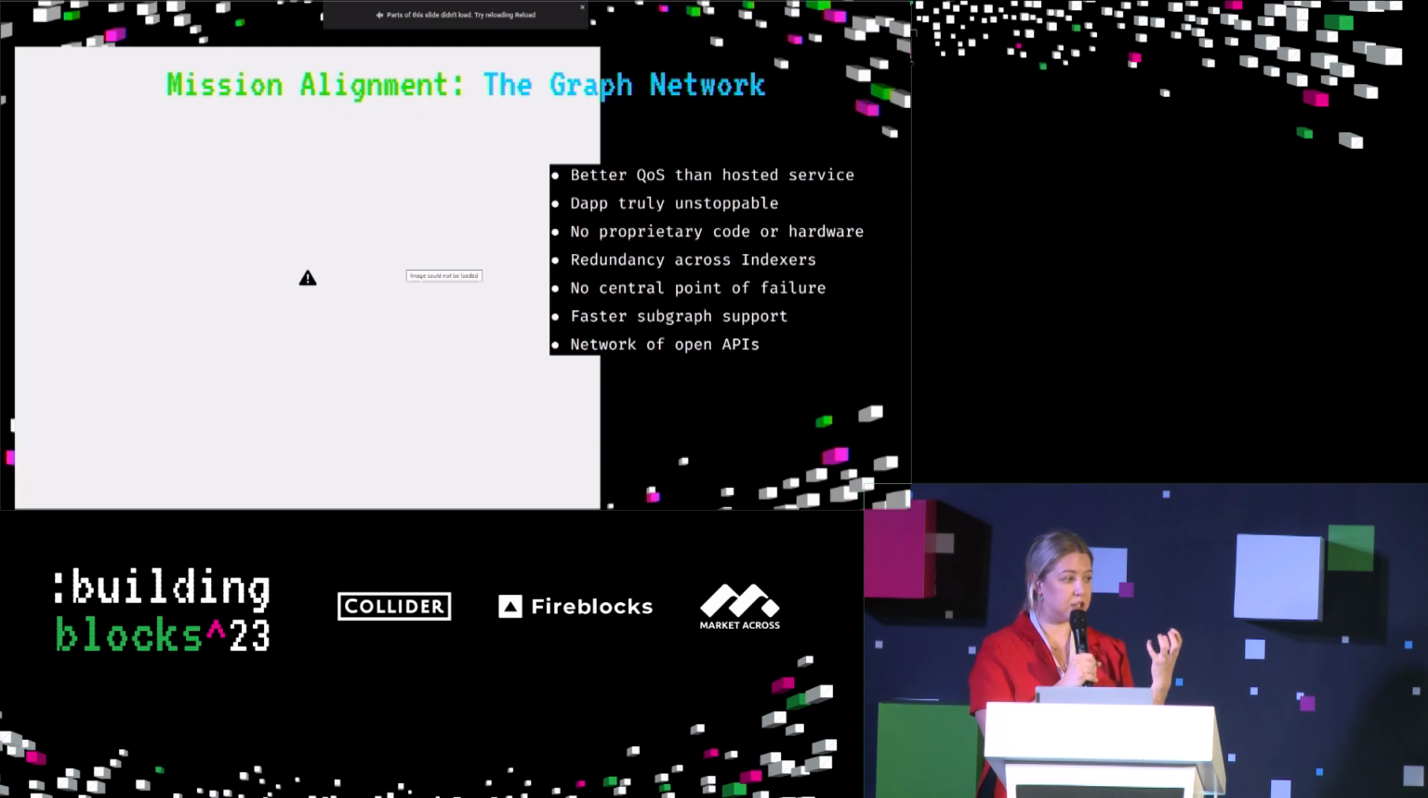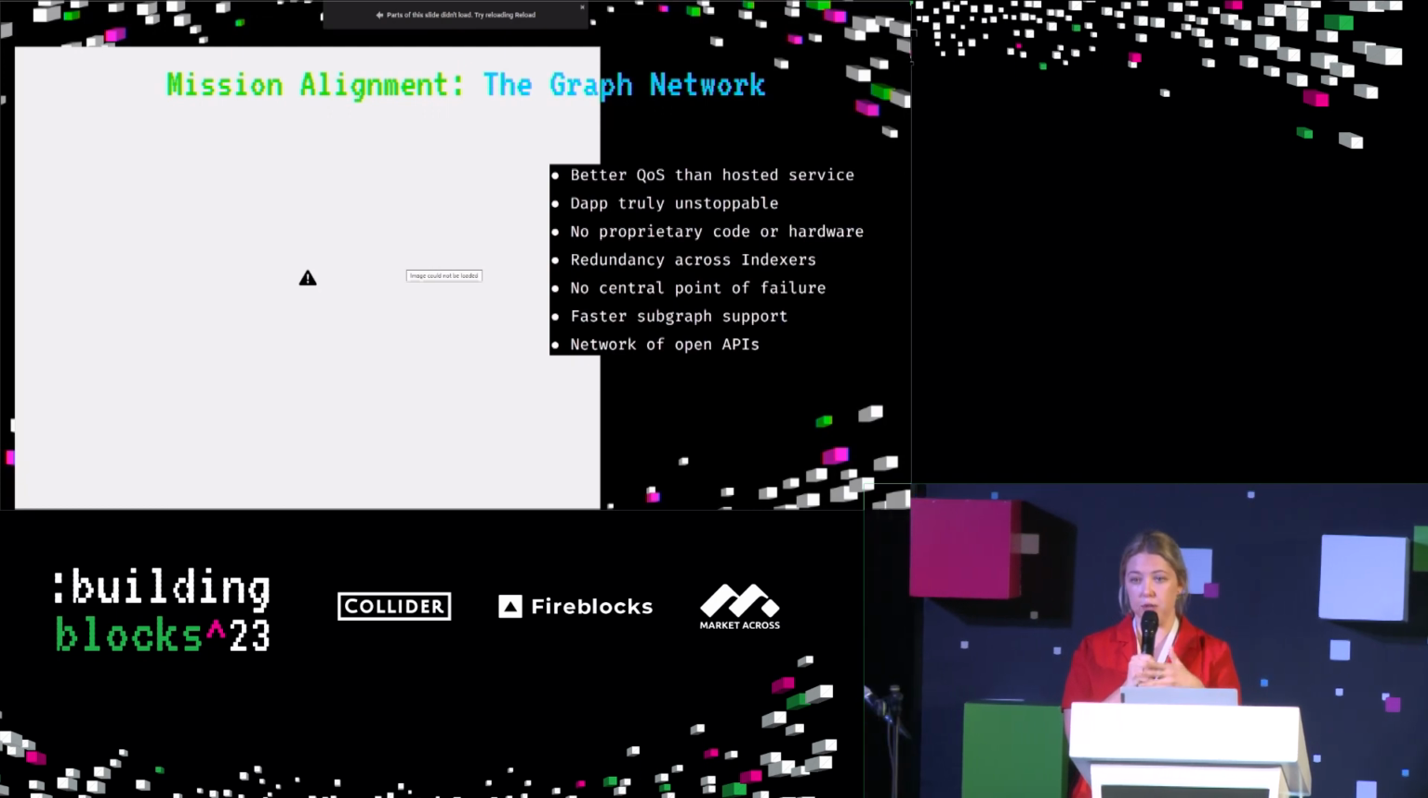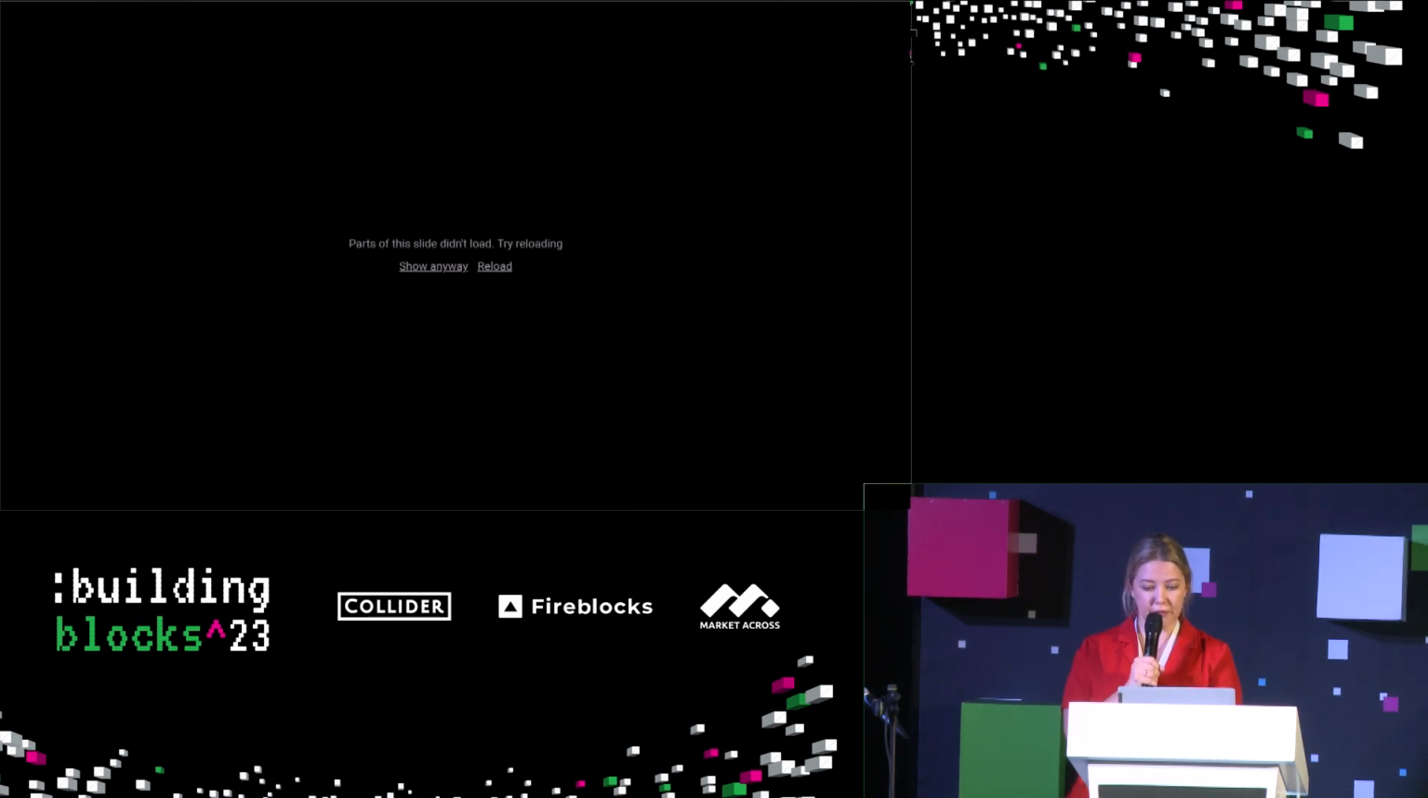So creating that vision and mission alignment was really important for us to then go forward on what this community looks like. Who can actually be the ones to support all the services that a centralized service provides, but in a decentralized way? Oh no, I apologize, all my images are not loading.